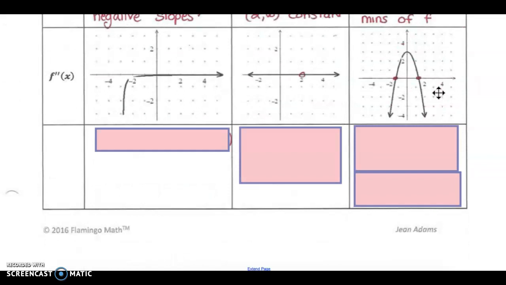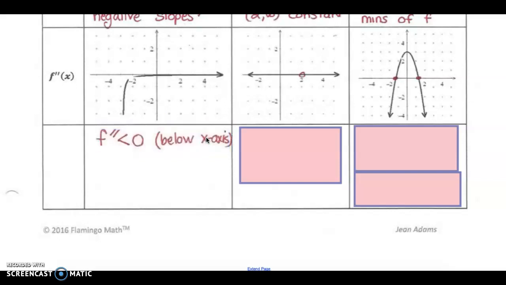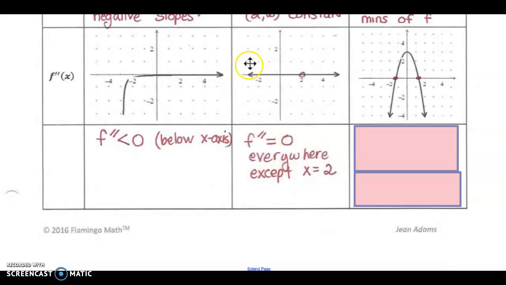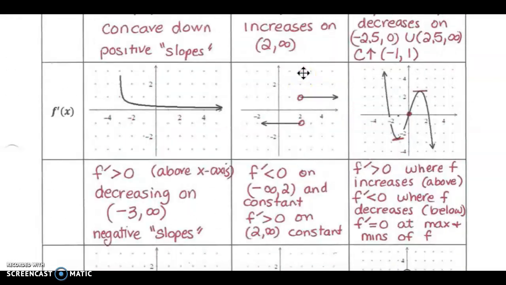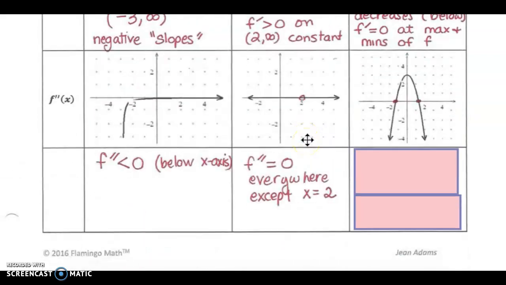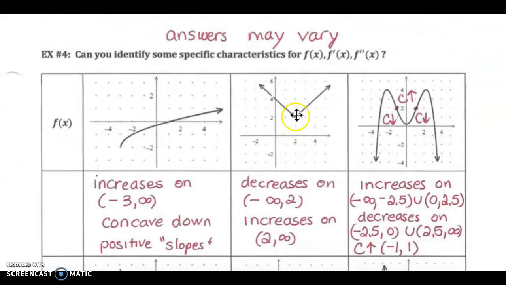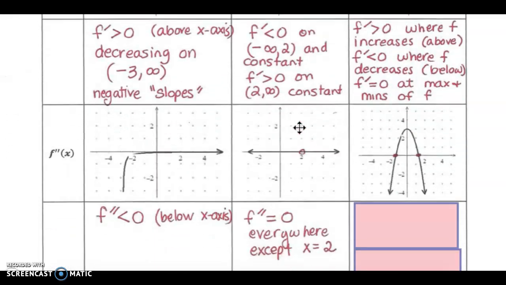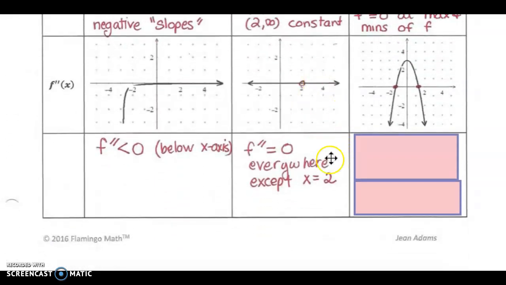Okay, so this one, f double prime, it's just all below the x-axis. That's all they really have for that one. And then f double prime of the second one, it's equal to 0 everywhere. So it's a straight line at 0, except for 2, because that's where we had our holes up here. And also you can see at 2, that's where that sharp corner was. So that's where the holes are here.